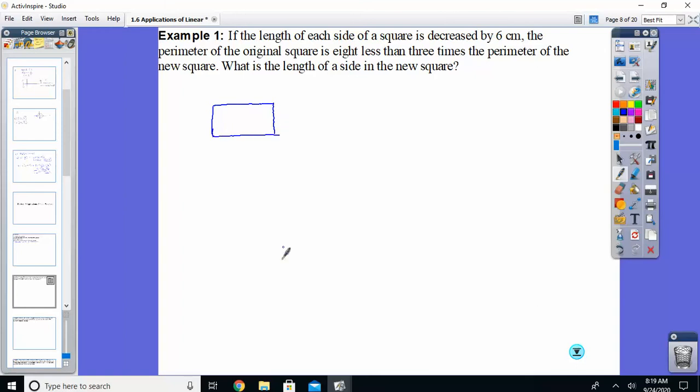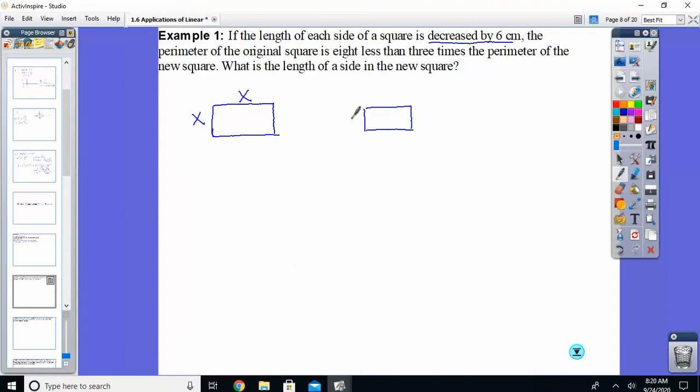So I'm going to take that square and I decrease each side by 6. So now what do I have? Yeah, we've got a smaller square that's been formed, right? We've subtracted 6. So I'm going to draw myself a second square here. And we can label these sides. Did I know how big the side was in the original square? No, so I'm just going to call that x. That's identifying my variable. That's all we have to have.